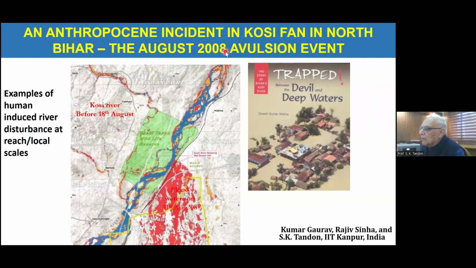Now, this is an example of what happened in India in August 2008, essentially. I think it was the 18th of August. An Anthropocene incident in the Kosi fan in North Bihar. You know, the Kosi is the sorrow of Bihar. And there was a book also written by a local journalist, Trapped Between the Devil and Deep Waters. So this is an example of how human-induced river disturbance created havoc.